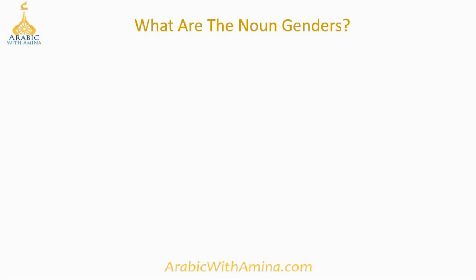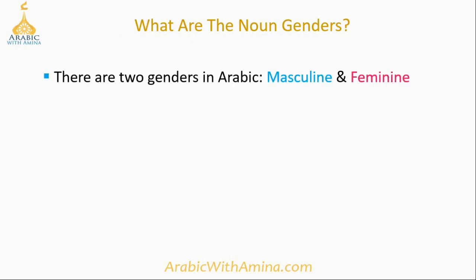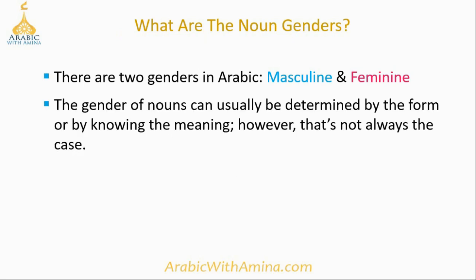We've touched upon this in the last lesson, so you already know that there are two genders in Arabic, masculine and feminine. The noun genders can usually be determined by their form or by knowing the meaning, but that's not always the case. For example, um, meaning mother. Mothers are female, so obviously the noun for it will be feminine. However, take dar for example. It means house. It doesn't have a ta marbuta, and by looking at the noun, there's nothing from its form that indicates that it is feminine.